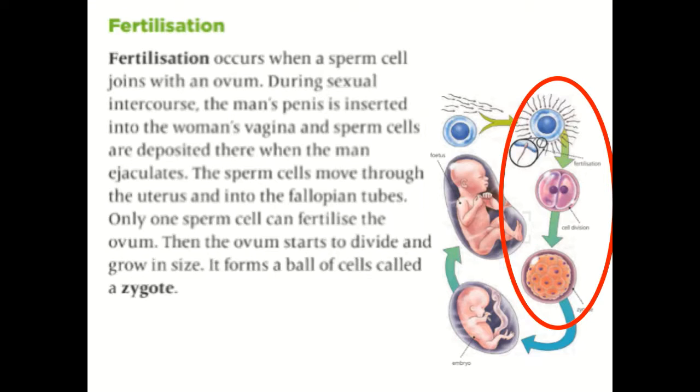Only one sperm cell can fertilize the ovum. Then the ovum starts to divide and grow in size. It forms a ball of cells called a zygote.